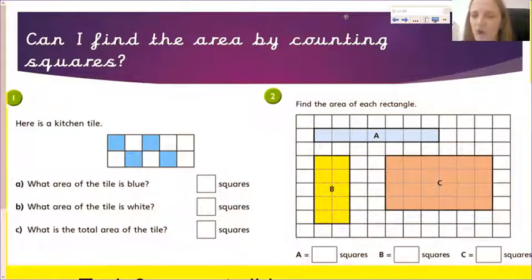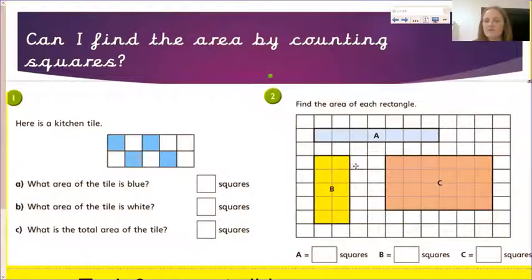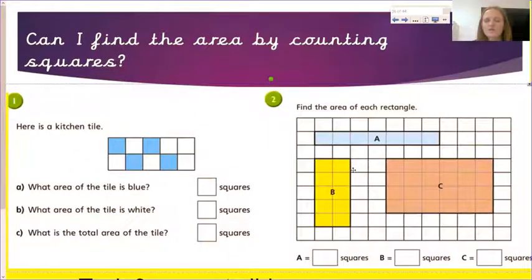What is the area of rectangle A? What is the area of rectangle B? And what is the area of rectangle C? So that's task 1 and task 2. If you manage to finish all of that, we can move on to task 3. So I'm going to let you pause the video now, try your task 1. If you manage to complete it, do task 2. Once you've managed to complete that, we can move on to task 3 and it's on the next page. So pause the video now and complete these 2 and then we'll move on.